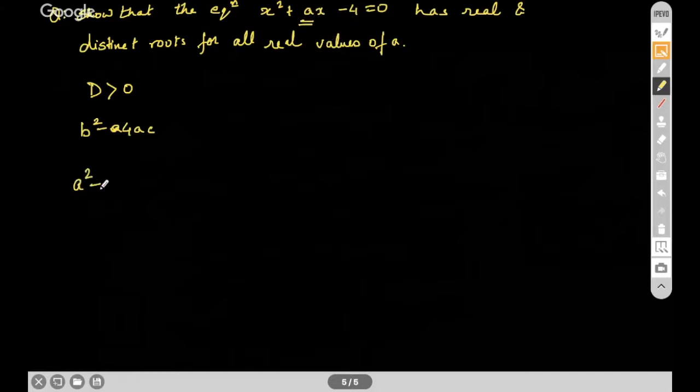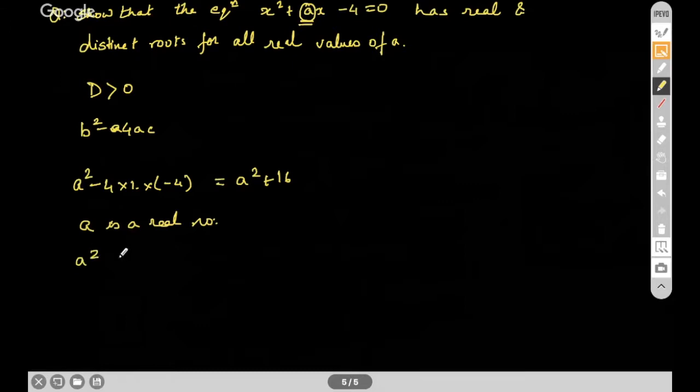So minus 4 times 1. The a is 1 in this question. Don't get confused by this a. This a is nothing but b in our general equation. And here the a value is 1 and c value is negative 4. So hence, D is equal to a squared plus 16. Correct? Now, a is a real number, isn't it?